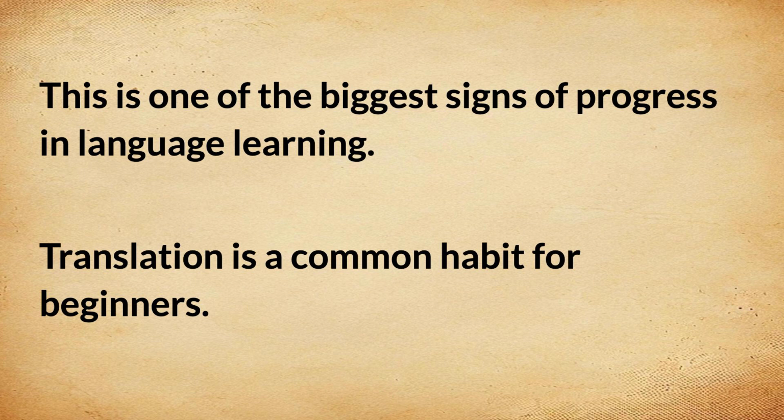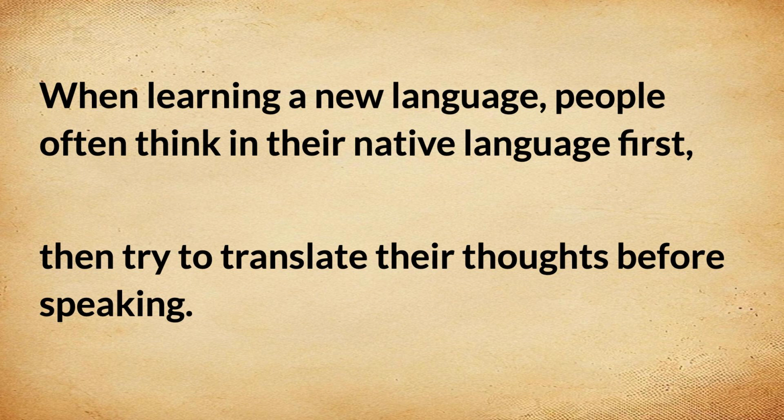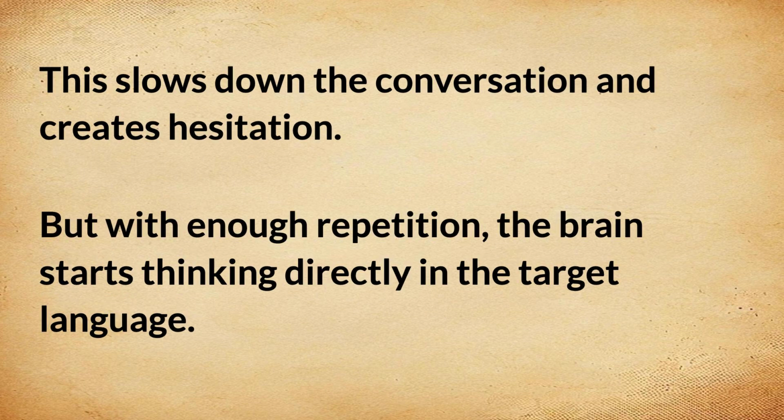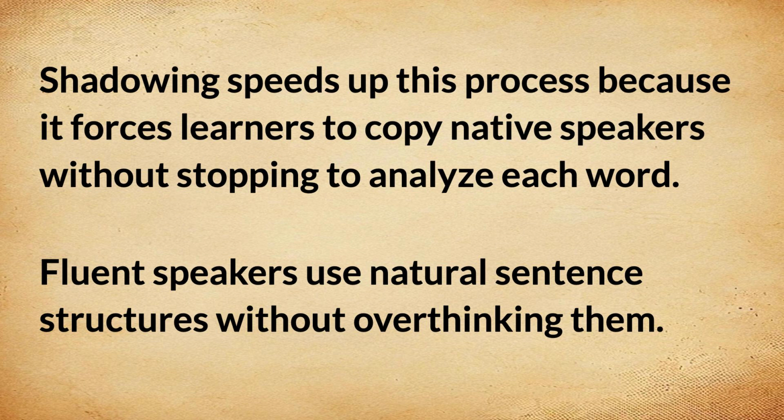Translation is a common habit for beginners. When learning a new language, people often think in their native language first, then try to translate their thoughts before speaking. This slows down the conversation and creates hesitation. But with enough repetition, the brain starts thinking directly in the target language. Shadowing speeds up this process because it forces learners to copy native speakers without stopping to analyze each word.